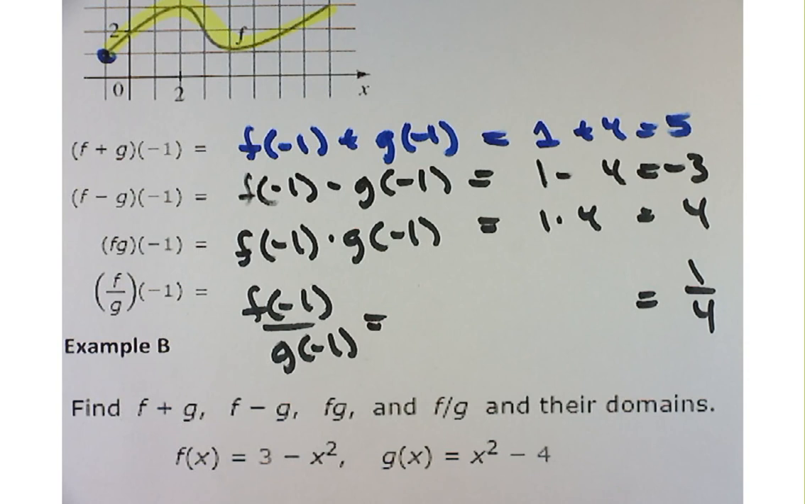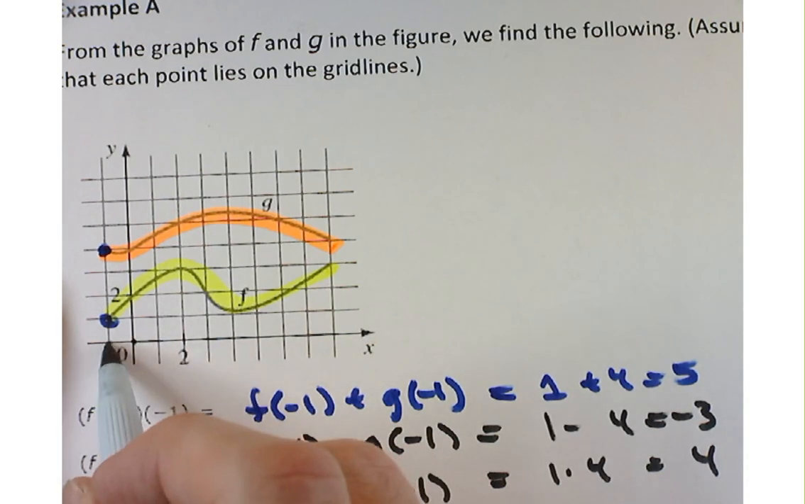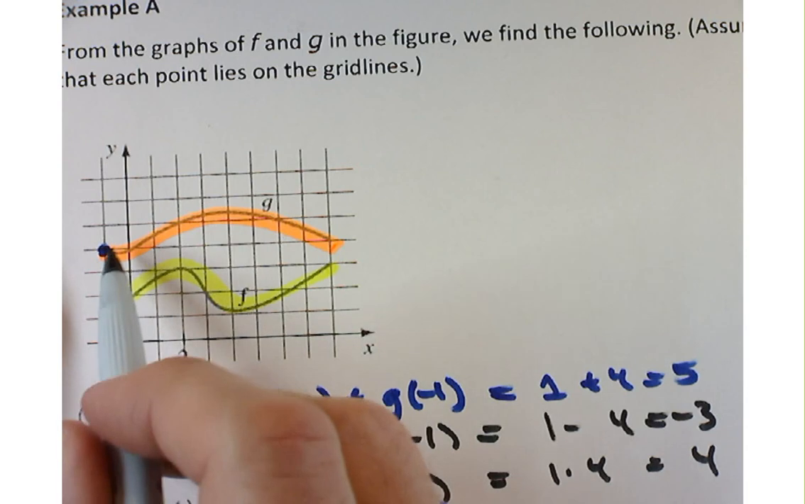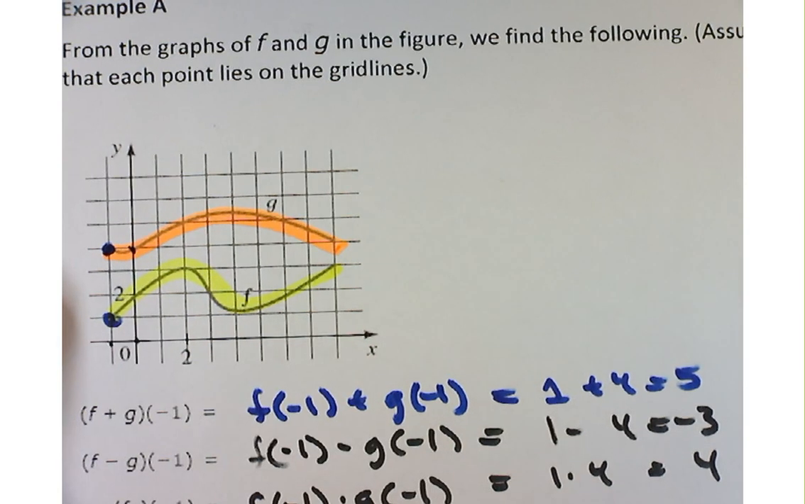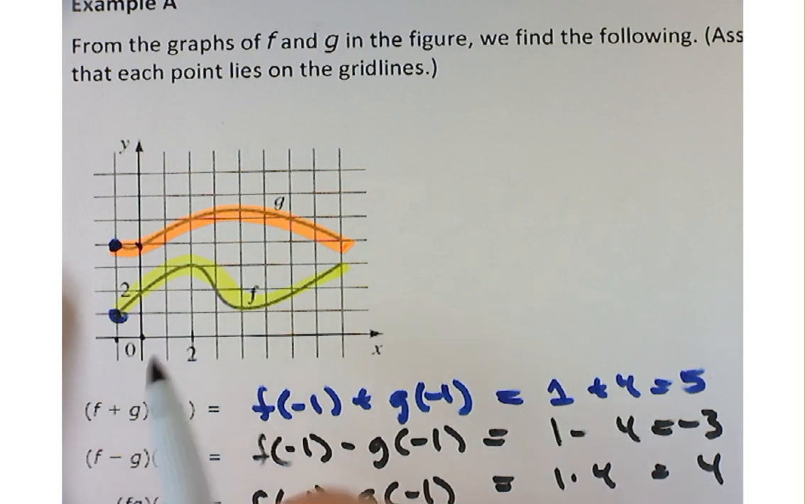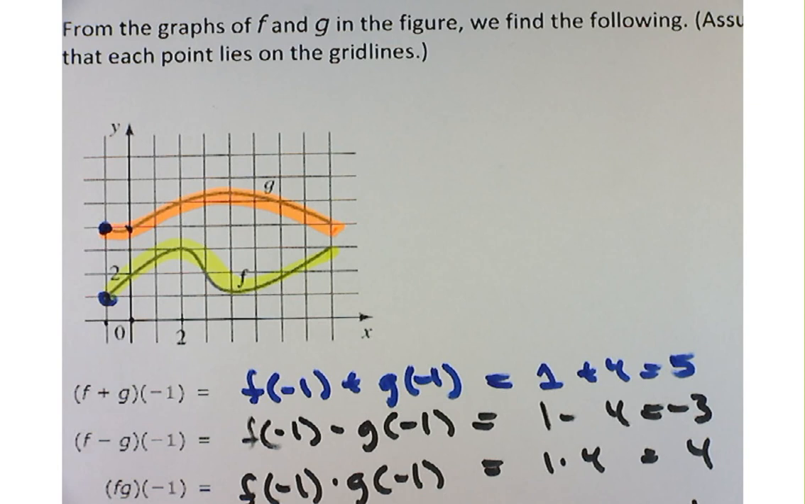Oh, good question. So g of negative 1, that's the origin. Here's negative 1. If I want to find g, I went all the way up to the function of g and seem to be at a height of 4. So that's where I got the g of negative 1. All right, appreciate you asking. Let's keep going.